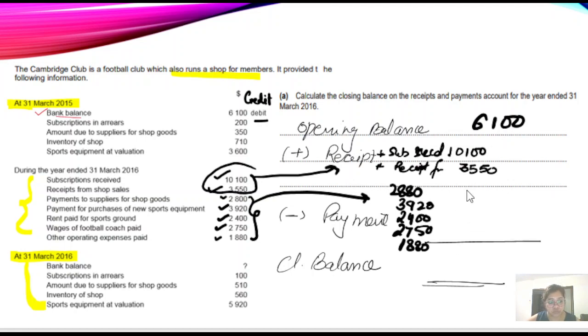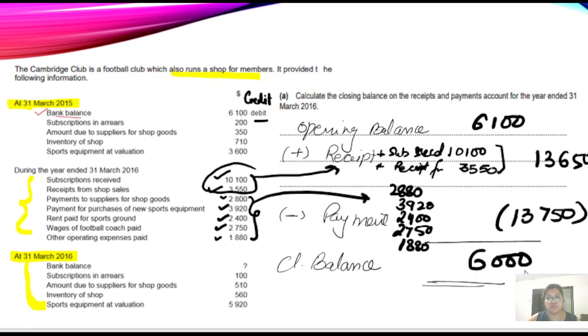After that, you have to add your receipts, that is 13650, which I already added, and your payments, that is 13750. Then add 6100 plus 13650 and deduct 13750. Whatever balance you're having, that is your closing balance. So it's very simple. They ask you to find out the closing balance of the receipt and payment account for the year ended. So either you can prepare it this way, or if you need to prepare it in a T shape, you can prepare that.